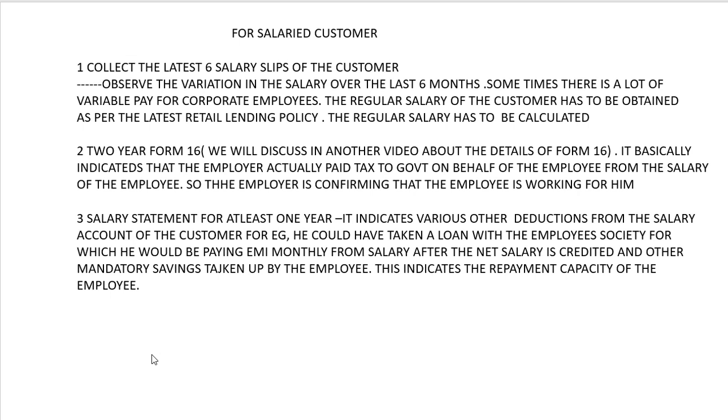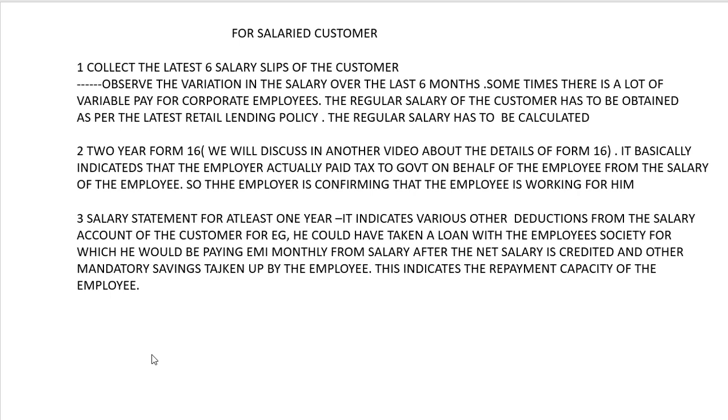So for example, the customer is earning 1 lakh, and he is paying a premium of 5,000 for the policy. Then we can understand that the income that can be considered for repayment is 5,000 less, because the 5,000 has to be adjusted to the policy.